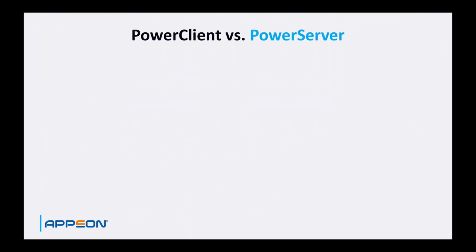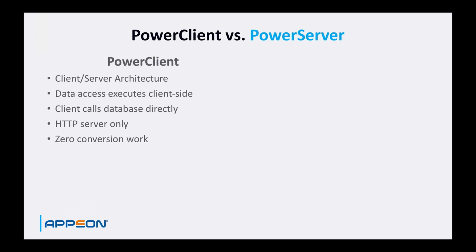All right, so let's talk about the difference between PowerClient and PowerServer. I've heard some confusion from some of our customers and just want to briefly outline these two solutions. PowerClient is a client-server architecture, as we've been talking about in the previous diagram. So what does that mean? Data access executes on the client side. The client calls the database directly. You need a web server. There's no special requirement for application logic or .NET framework or anything like that on the server. And there's zero conversion work because we're not changing the architecture of the application at all.